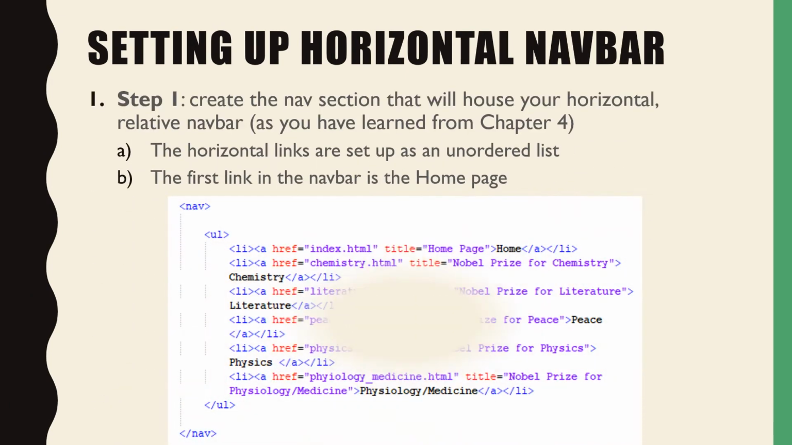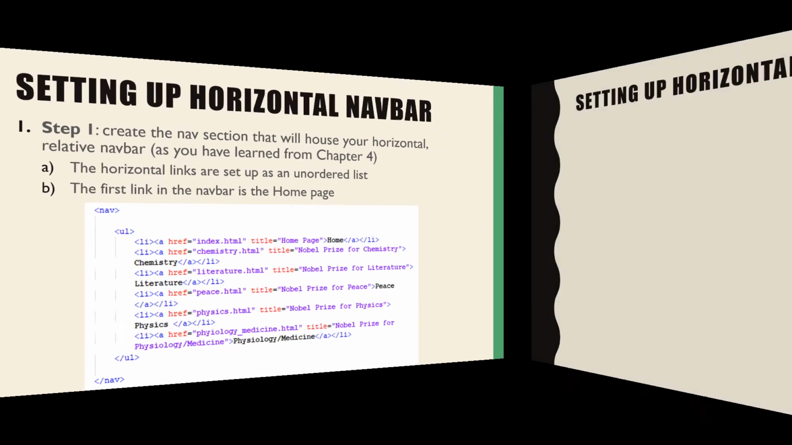Setting up a horizontal navbar. The first step is to create the navbar section that will house your relative navbars. This is following exactly what you learned from the beginning of the year through Chapter 4. The horizontal links are set up as an unordered list, and they will be the first link in the navbar of the home page. Again, you may place them above the header or the masthead or below the masthead.